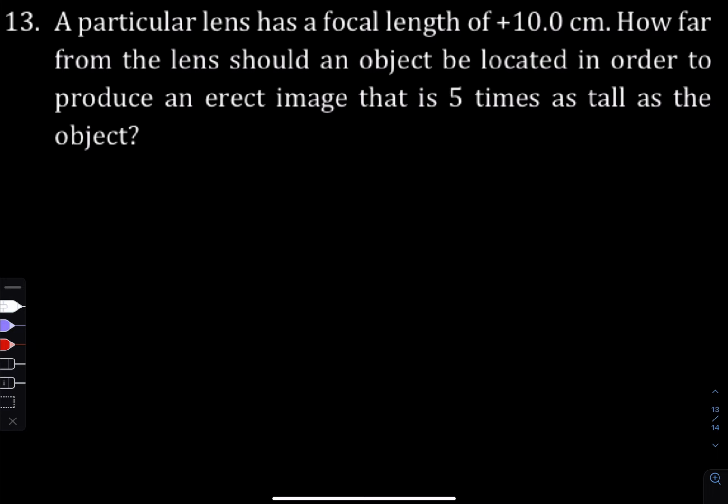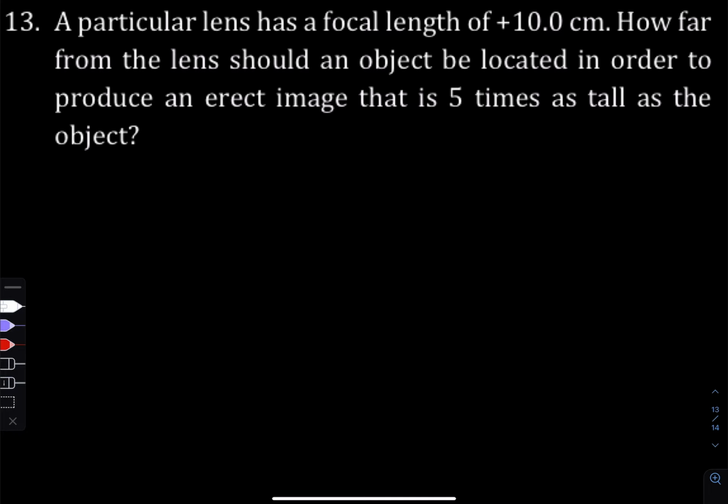Next question says, a particular lens has a focal length of 10 centimeters. How far from the lens should an object be located in order to produce an erect image that is 5 times as tall as the object? When it says an erect image, it means that it's upright, so it's not inverted.